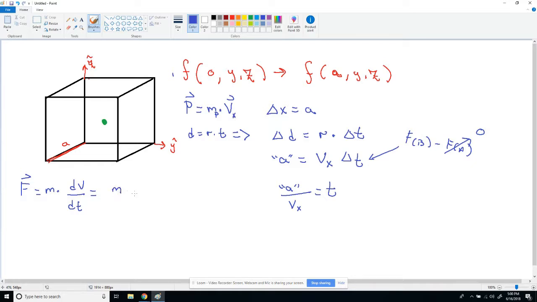We'll write m times the acceleration. The velocity is a constant, that's Vx, and the change in time is A over Vx, but we can just write this in terms of the momentum for right now, because mass times velocity is momentum.